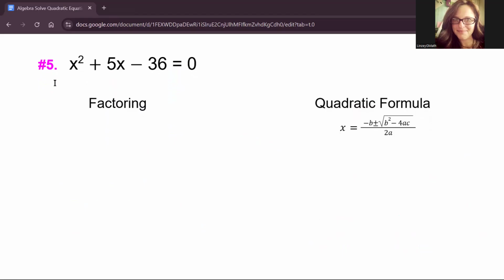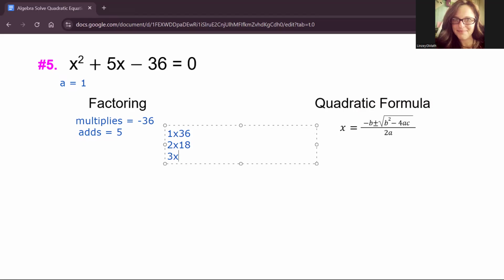Number 5. I see that we have a trinomial where A is 1. So we can factor by asking ourselves what multiplies to equal negative 36. It also adds to equal positive 5. Let's see, we could do 1 times 36, 2 times 18, 3 times 12, 4 times 9. But we need to multiply to get a negative, so one of these is negative. Then we can do these all again and make the other one negative.